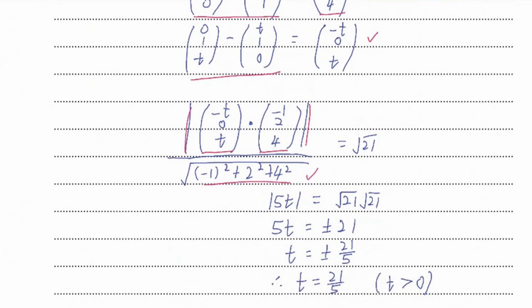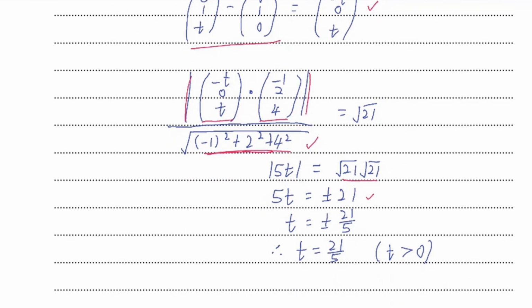So when we simplify everything, we have root 21 here, and this square root here is also root 21, so it gives us a nice 21. So it gives us that 5t with a modulus is 21, so 5t could be plus or minus 21. The t here could be plus or minus 21 over 5, but we only take the positive value, 21 over 5, because it's already mentioned that t is positive.